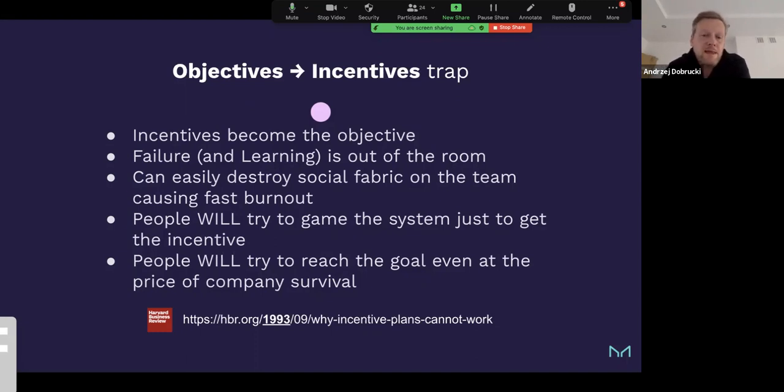And there's a very nice article that I link below from Harvard Business Review, and I underscored 1993 here because we already knew then that something is wrong. It's an article about why incentive plans cannot work, because people are not competitive by default. People are collaborative by default, just like the rest of nature. But there is this really widespread notion that we are competitive by nature. We are not. And two other things: people will try to game the system if we link objectives to incentives, and people will try to reach the goals no matter what, even if it means they will ruin the company. Many times this is exactly what happens.